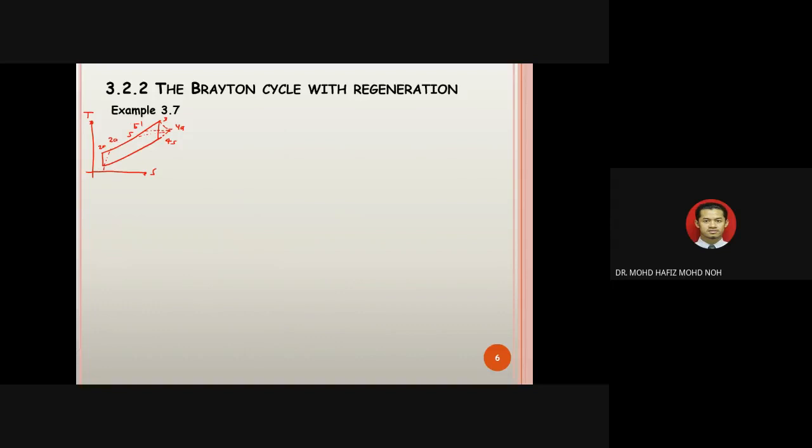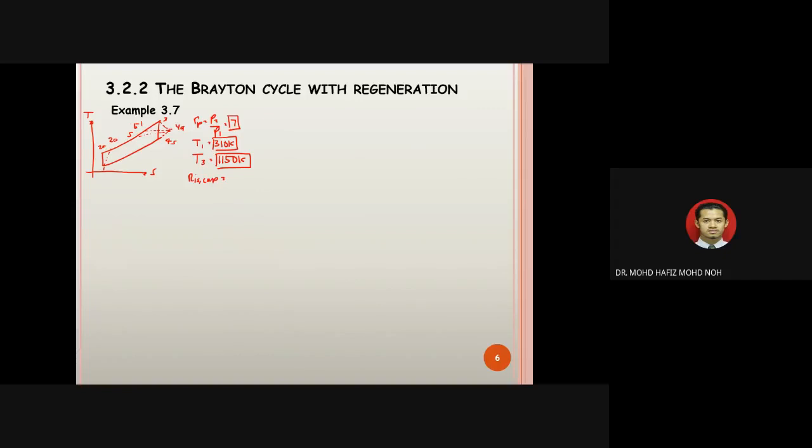This ratio will create the effectiveness of the regeneration. In this case, the value of RP is given, which is P2 over P1, which is 7. And then they give you the value of T1, which is 310 Kelvin. At the same time, they give you the value of T maximum, which is 1150 Kelvin.